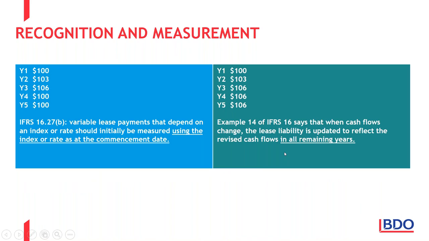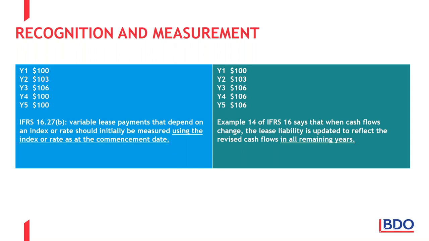Now, two alternatives. Some people look at IFRS 16, paragraph 27B, and say variable lease payments that depend on an index or rate should initially be measured using the index or rate as at the commencement date of the lease. Therefore, they say it's 100, 100, 100, and you know, at the commencement date of the lease, it was 100, so we keep it as that.